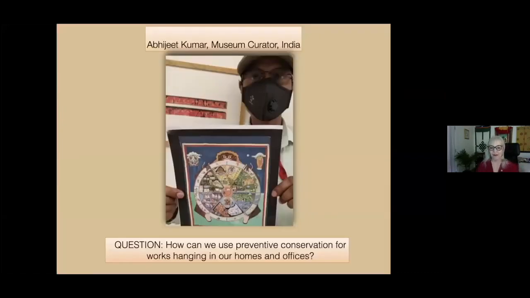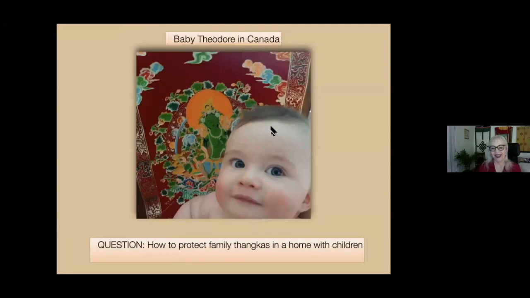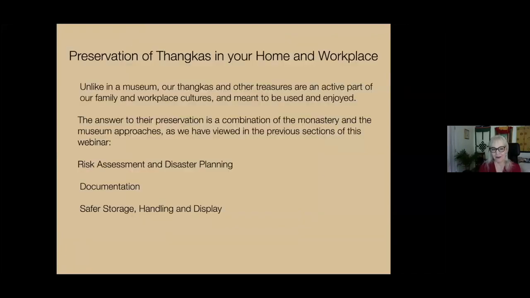Here's a question. Works hanging in our home and office. In our home, how do you protect family thangkas in a home with children, such as baby Theo? The preservation of thangkas in your home and workplace, well, it's a combination of respect and actual usage in monasteries and the techniques of preservation from museums. So it's a combination of that.